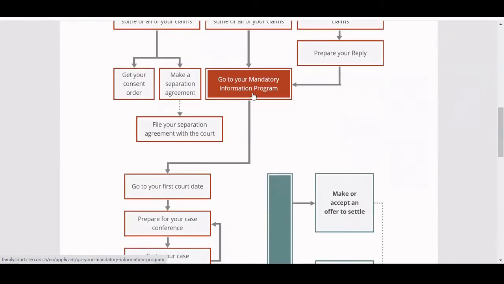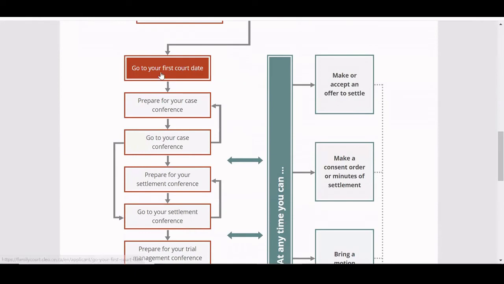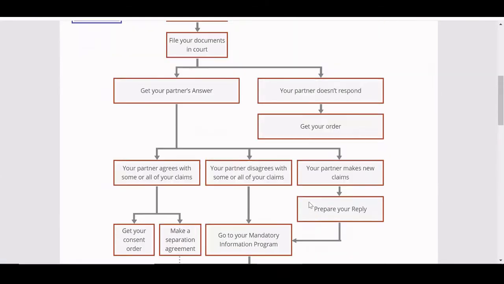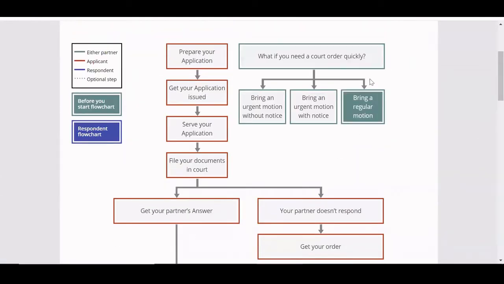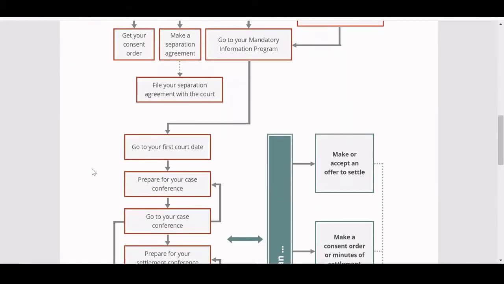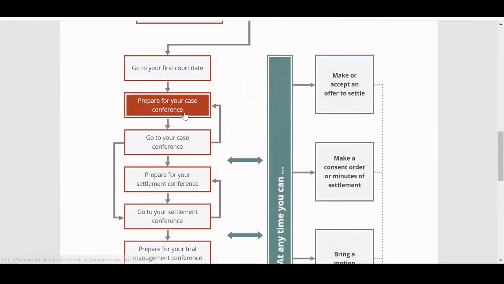Going to your mandatory information program. And then again, each step, so your first court date, your case conference, settlement conference, and how to bring a motion. And if you're needing an order right away, how can you bring an urgent motion? So to give you an example, if you went here and you said, okay, I need to prepare for my case conference.